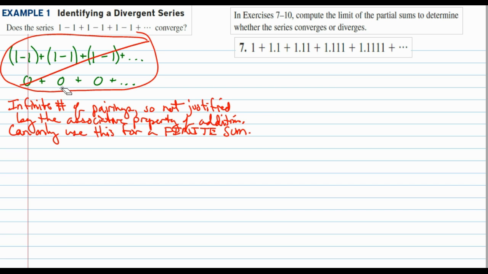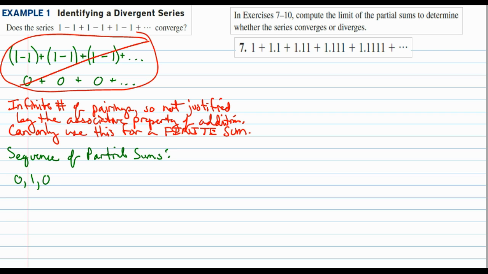See, if there's an infinite number of pairings, the associative property of addition doesn't work. You can only use that for a finite sum. So like if I asked you for the first 10 terms, yeah, that would be 0. But if I keep going infinitely long, the sequence of partial sums would be like so. The sum of the first two terms would be 0. But then the next one, if you add the third one in, would be 1.